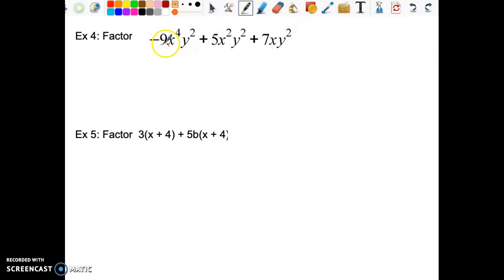So exercise 4. By the way, sometimes what I'll do is I'll also factor out a negative. So I'll just show you. You don't have to factor out a negative, but some people like to have a positive first term.